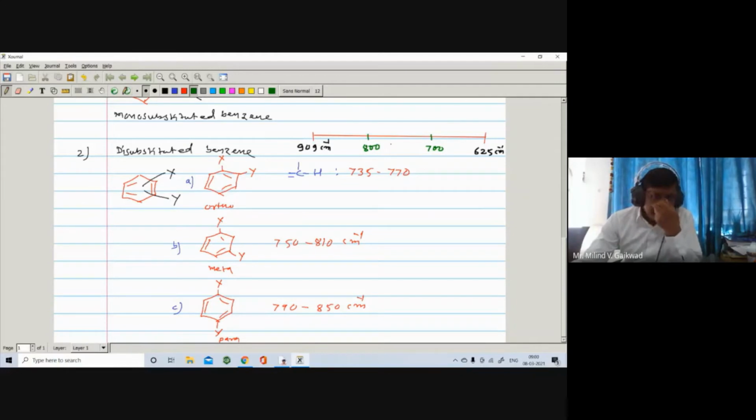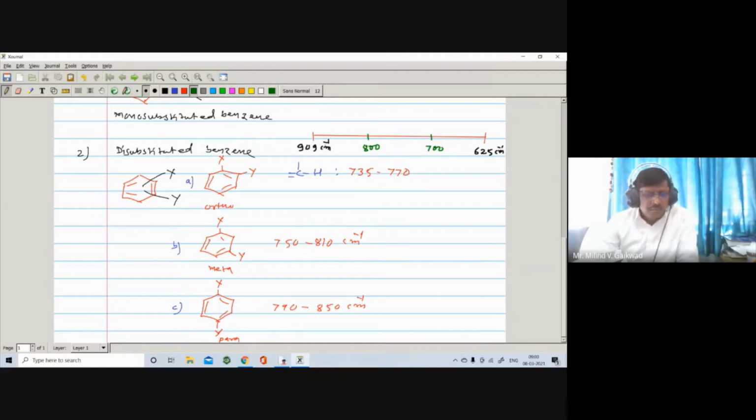So if you see, the ortho band will appear at 735 to 770, which means it is at the right side. Then 750 to 810, 790 to 850. If it is near 600, then it is the ortho. Then on the left side, meta and then para. So these are some important bands.